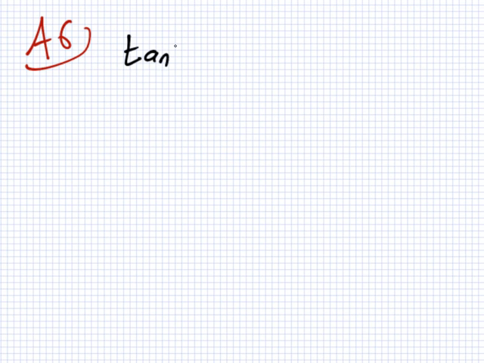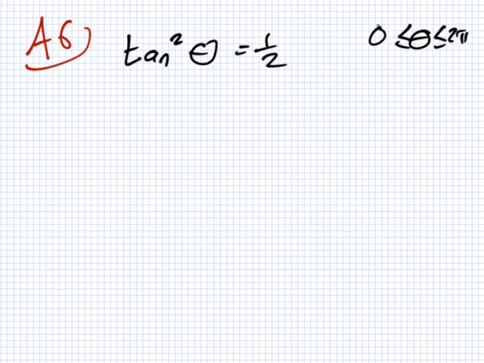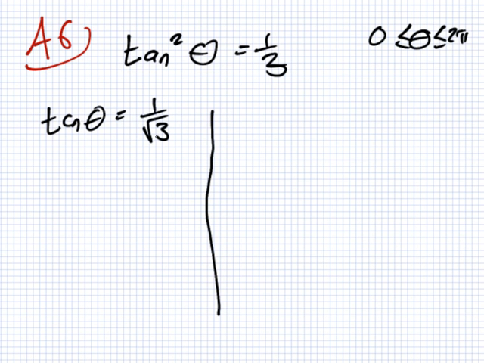Tan squared theta equals 1 over 3, and theta is between 0 and 2 pi. So we have two possibilities to look at. Firstly, tan theta is 1 over root 3. And secondly, tan theta is minus 1 over root 3.